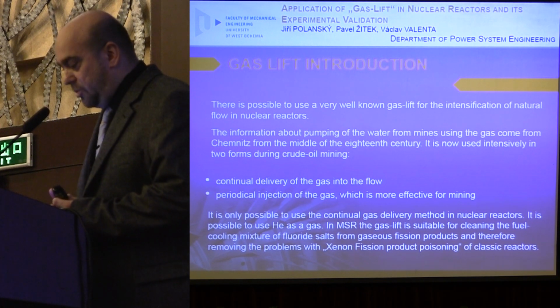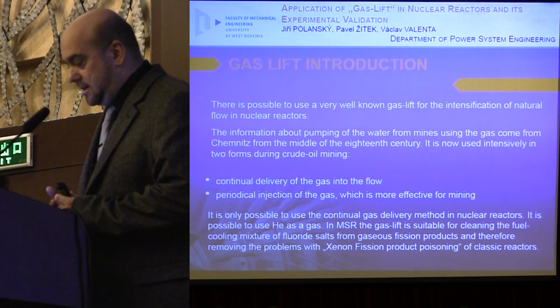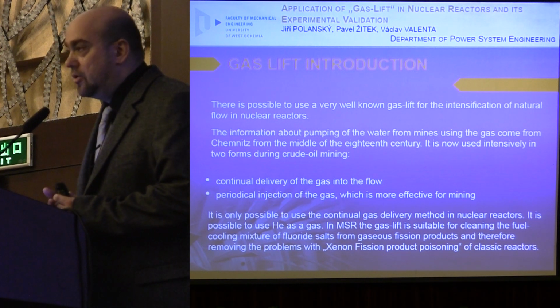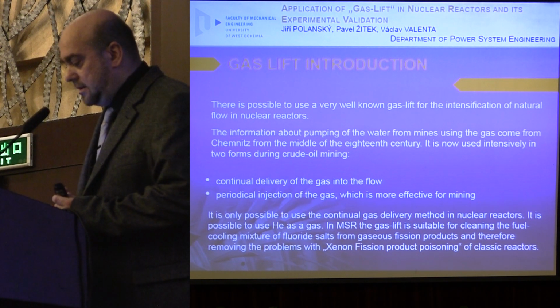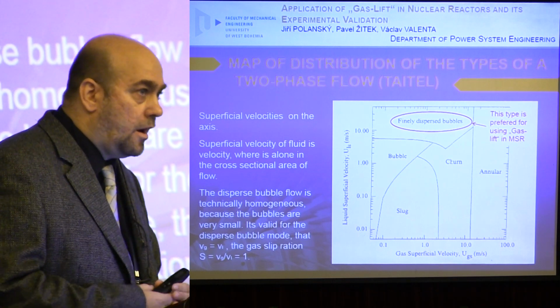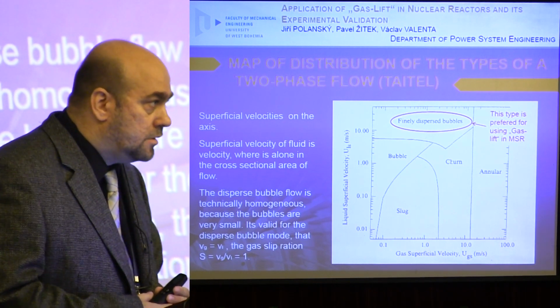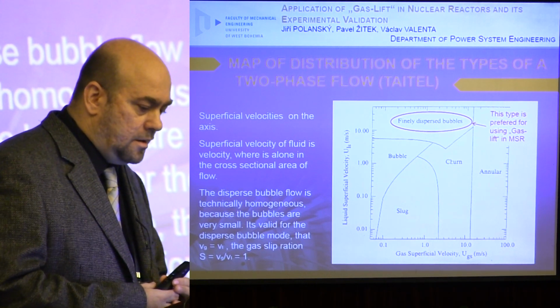For us, the continuous gas delivery method is much more important because we need a homogeneous flux. We can imagine using helium as the gas, because we can use the helium for cleaning molten salts from the gaseous fission products, what we call xenon fission product poisoning. We can divide the two phase flow into several types described on the presented map. This is presented by the author in the title.